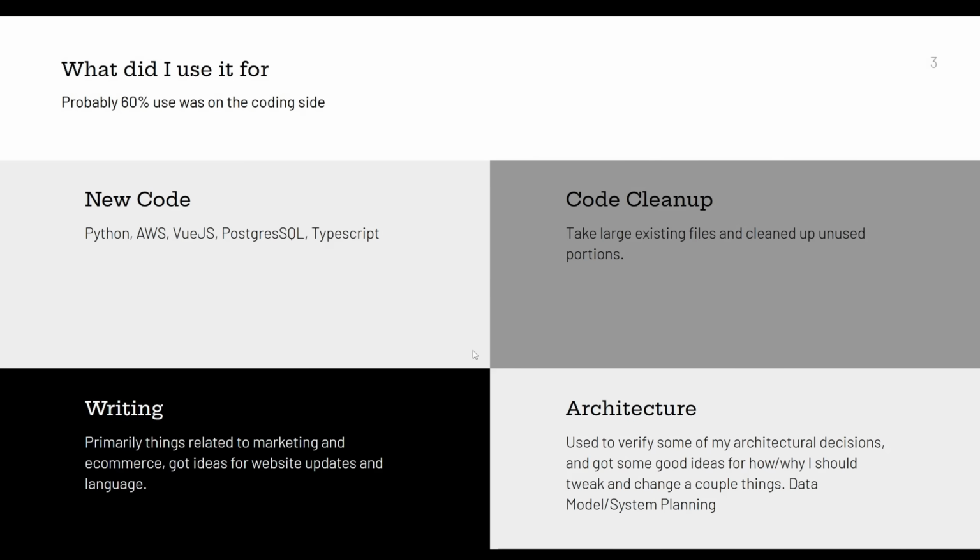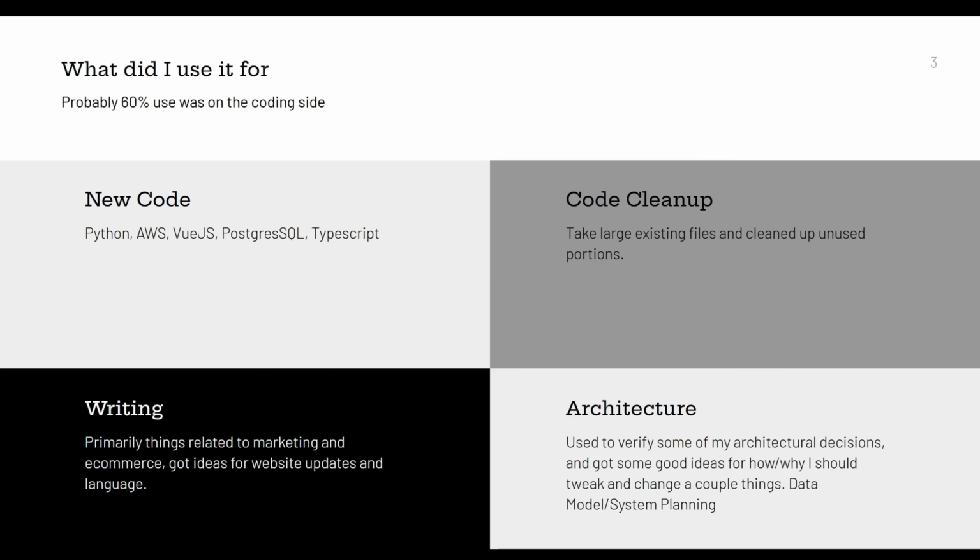So first, what did I use it for? Probably 60% of my use was on the coding side. The type of technologies and languages I use: Python. Everything I do is typically in AWS. I use a lot of serverless. I do have some EC2s that I work with, CDK deployment, VueJS, PostgreSQL, TypeScript. Those are the primary ones. I do have some other things that I did send through it as well.